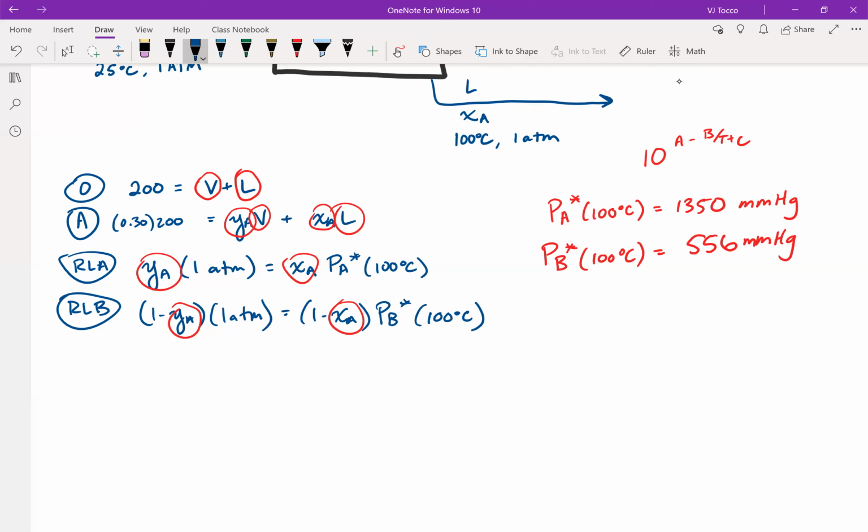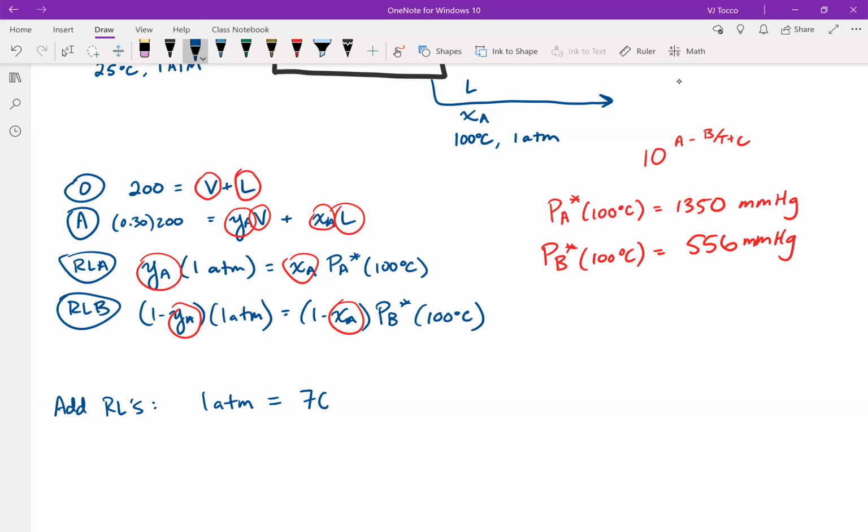If I start the problem by adding Raoult's laws, I've got YA times 1 atmosphere plus 1 minus YA times 1 atmosphere. That is all going to cancel into 1. So this 1 atmosphere can be factored out. YA plus 1 minus YA is just 1. So I've got 1 atmosphere on the left, I'm sorry. Making sure to keep my units constant, right? Because I have vapor pressures in millimeters of mercury, I have to have dimensional consistency here.